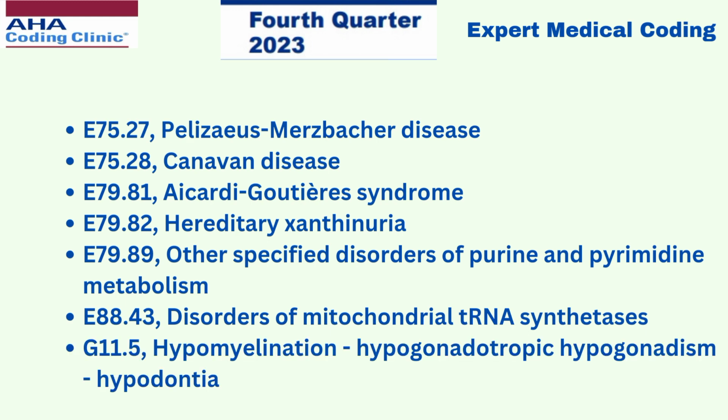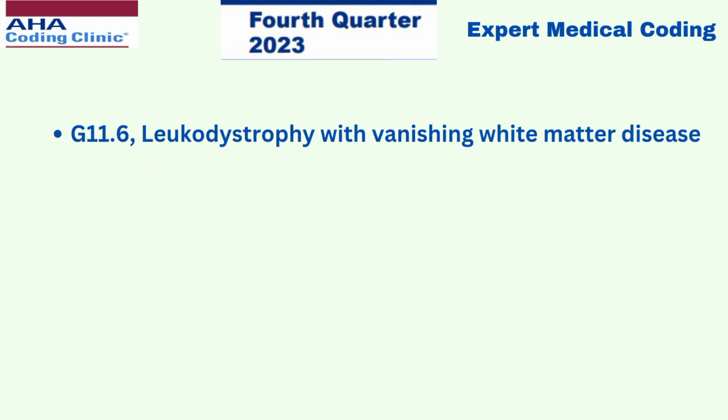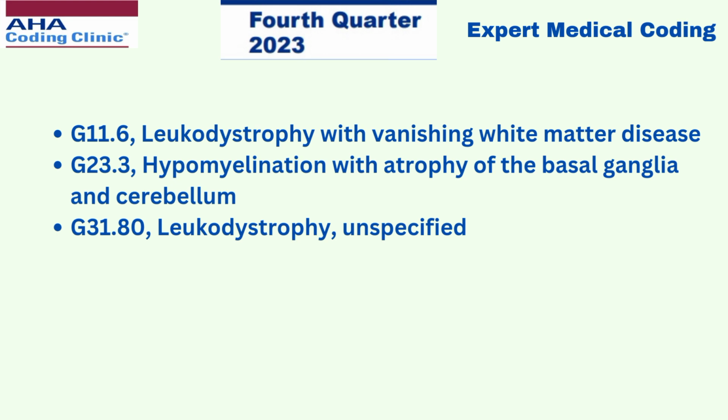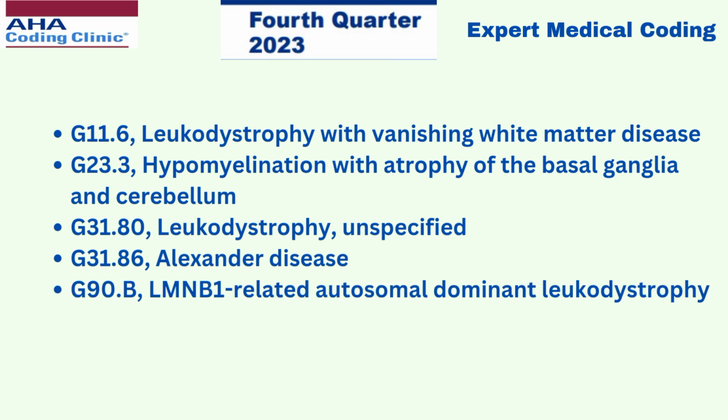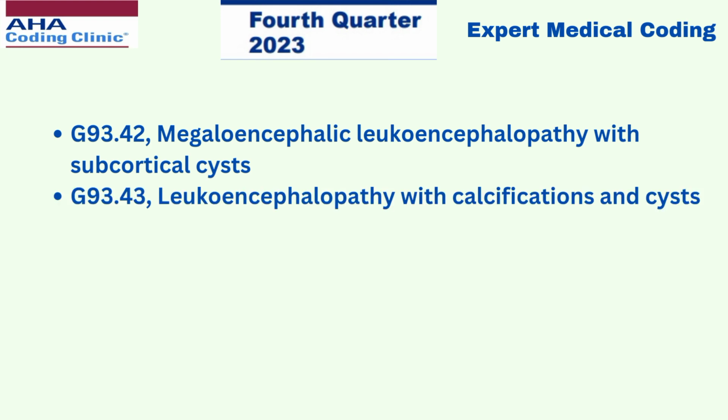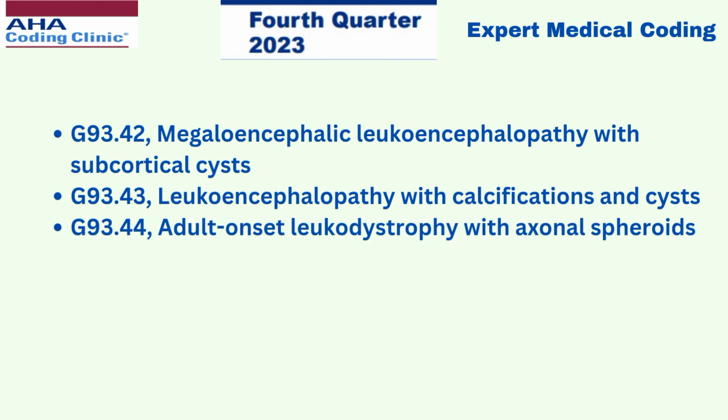G11.5 hypomyelination, hypogonadotropic hypogonadism, hypodontia, G11.6 leukodystrophy with vanishing white matter disease, G23.3 hypomyelination with atrophy of the basal ganglia and cerebellum, G31.80 leukodystrophy unspecified, G31.86 Alexander disease, G90.B LMNB1-related autosomal dominant leukodystrophy, G93.42 megalencephalic leukoencephalopathy with subcortical cysts, G93.43 leukoencephalopathy with calcifications and cysts, G93.44 adult onset leukodystrophy with axonal spheroids.